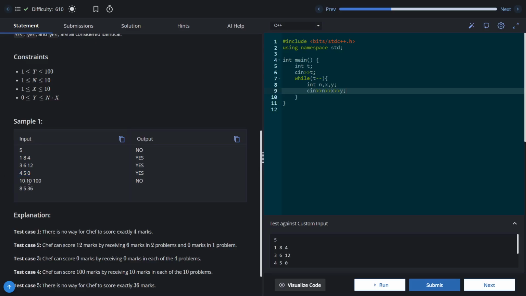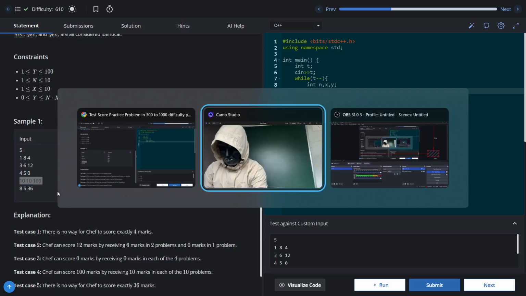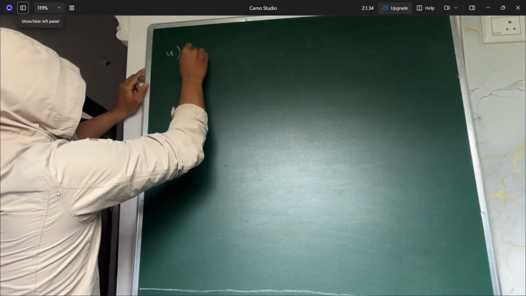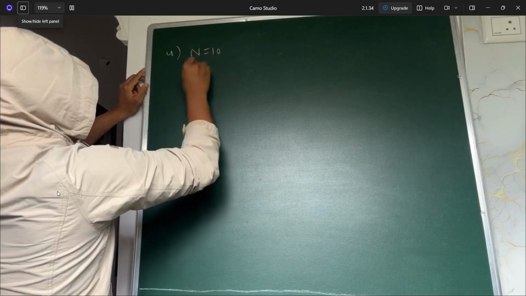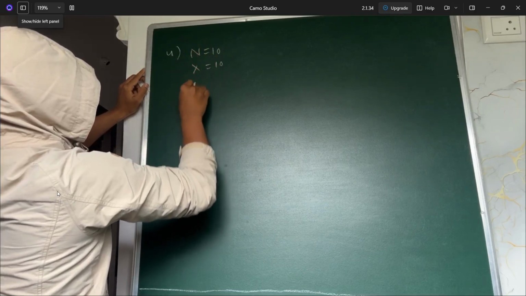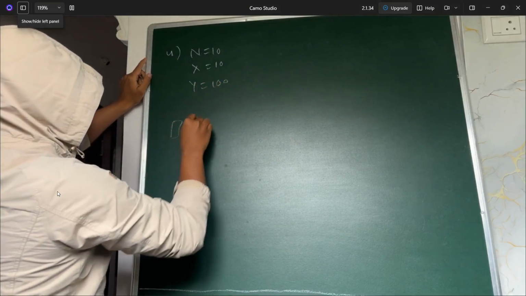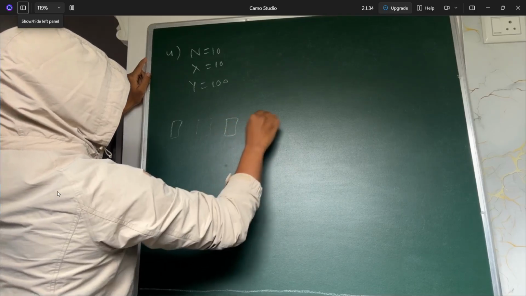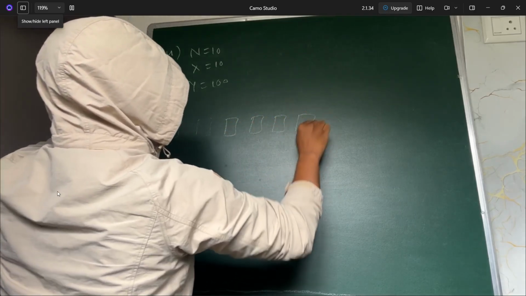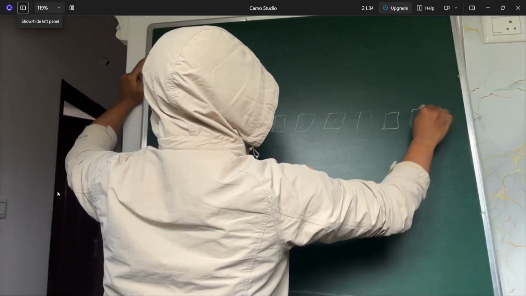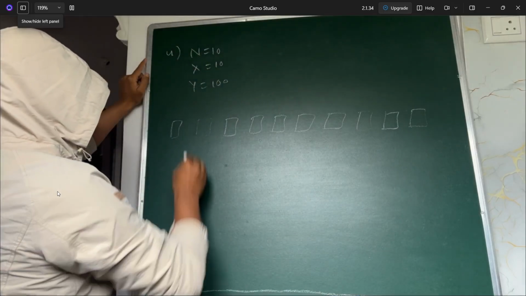Let's try to understand this example. This is also interesting. The fourth one: n given is 10, x given is 10, y given is 100. So there are, let's say, 10 problems: 1 2 3 4 5 6 7 8 9. So there are a total of 10 problems, right?